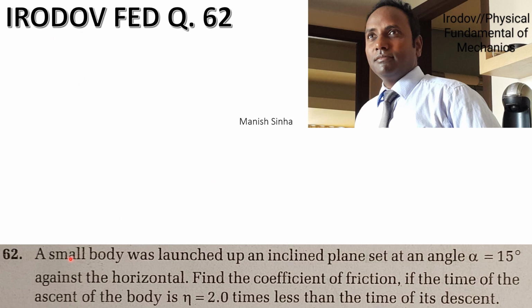The question says a small body was launched up an inclined plane set at an angle alpha equal to 15 degrees against the horizontal. Find the coefficient of friction if the time of ascent of the body is 2 times less than the time of its descent. So let us solve this question.